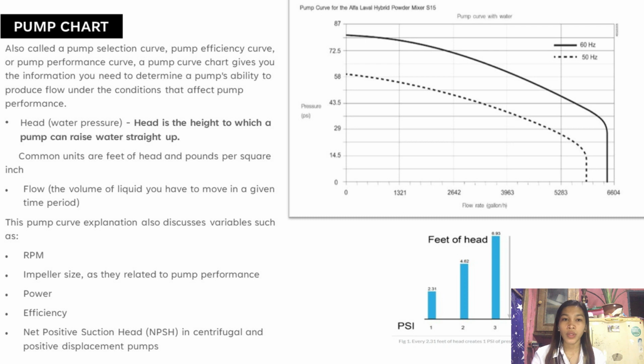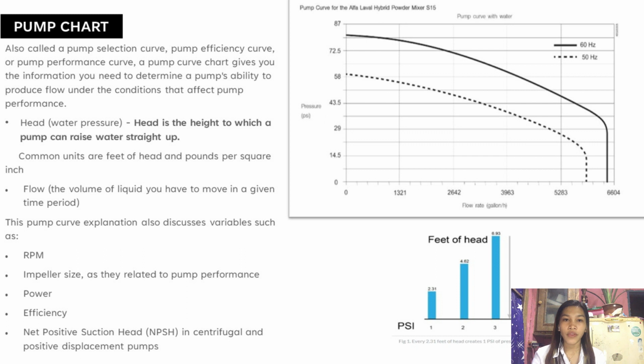Pump chart, also called a pump selection curve, pump efficiency curve, or pump performance curve. A pump curve chart gives you the information you need to determine a pump's ability to produce flow under the conditions that affect pump performance. Reading pump curves accurately helps you to choose the right pump based on application variables, such as head. Head is the height to which a pump can raise water straight up. Water creates pressure or resistance at predictable rates, so we can calculate head as the differential pressure that a pump has to overcome in order to raise the water.